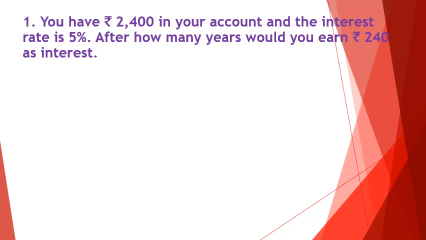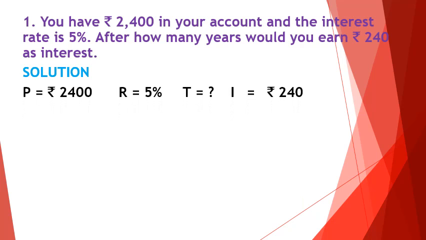Next question, that is page number 171. You have rupees 2,400 in your account and the interest rate is 5%. After how many years would you earn rupees 240 as interest? How can we solve this sum? Yes, first we have to write what is given in the question. What is given? You have rupees 2,400 in your account. That means principal equal to rupees 2,400.